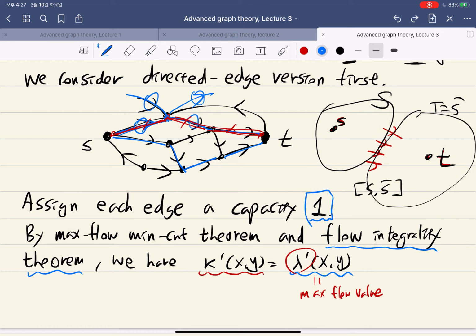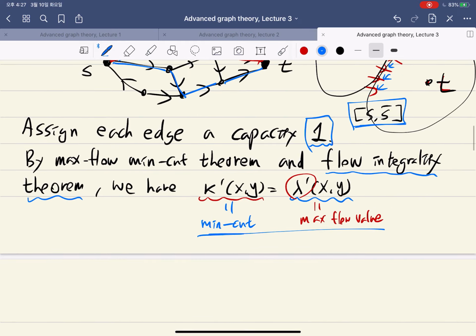So this is exactly the same as the capacity of this source-sink cut, because the capacity of each edge is 1. So you can easily check that this is a min cut. Then the Max-Flow Min-Cut theorem says that these two are the same. So which is the conclusion that we wanted.